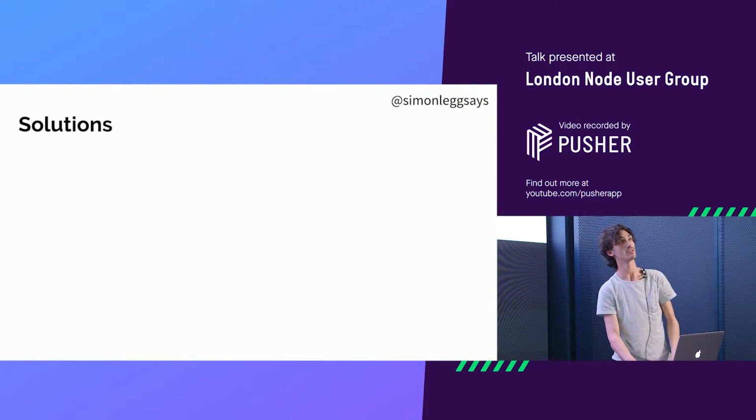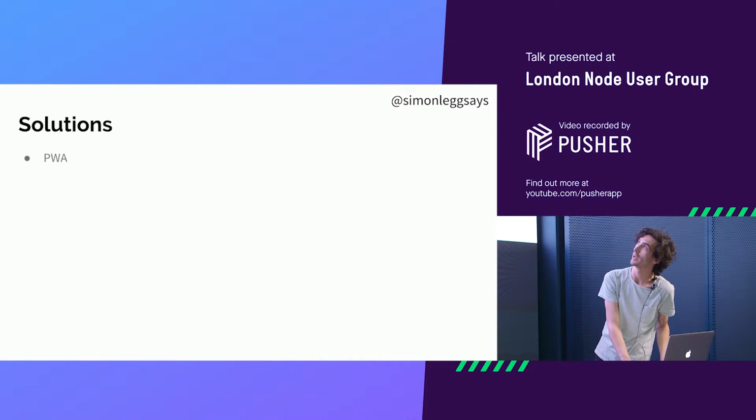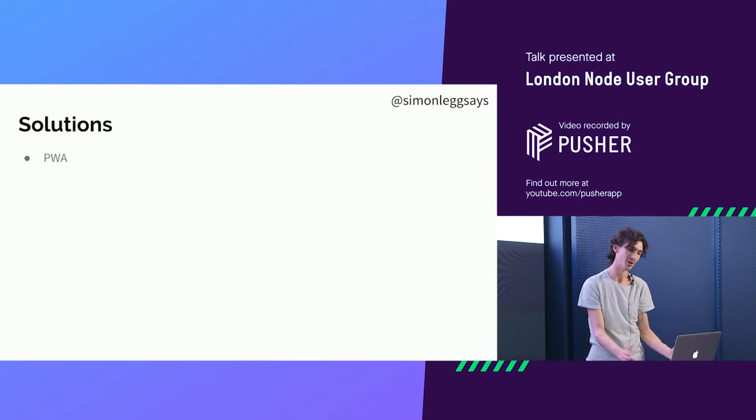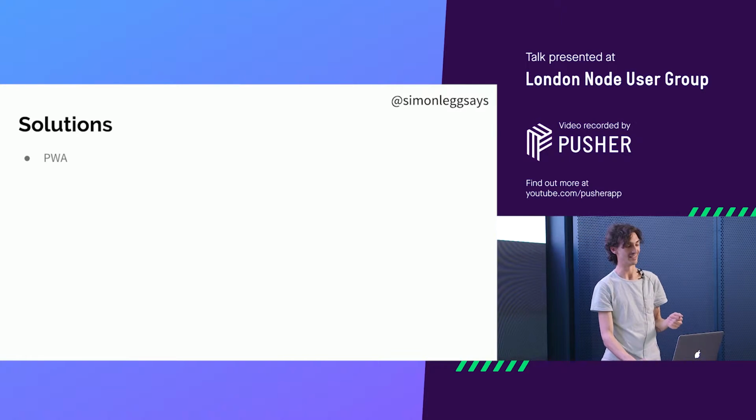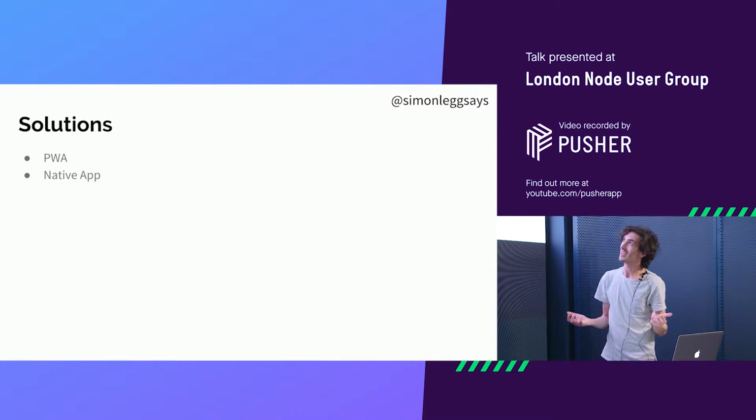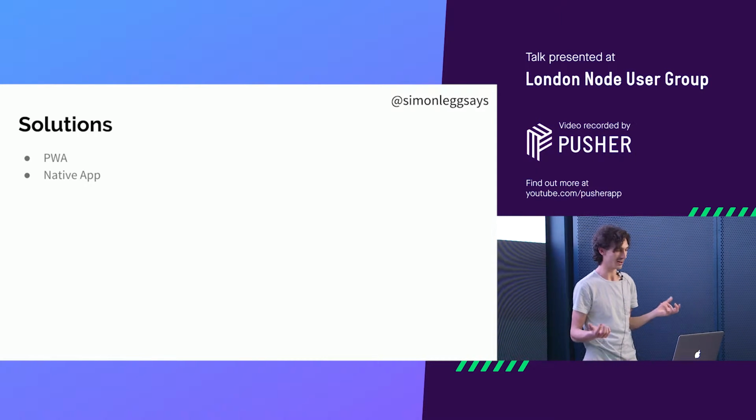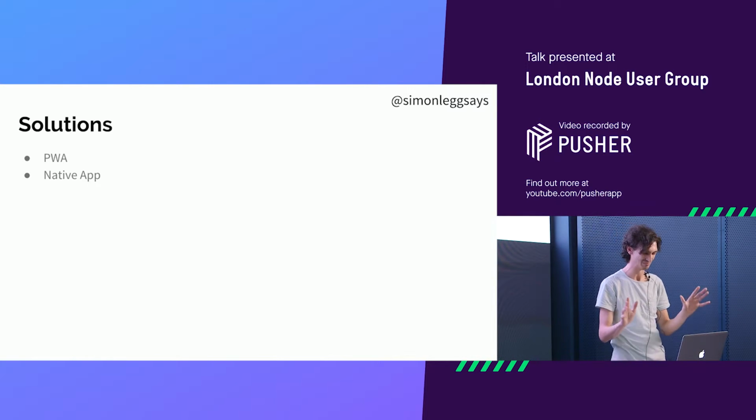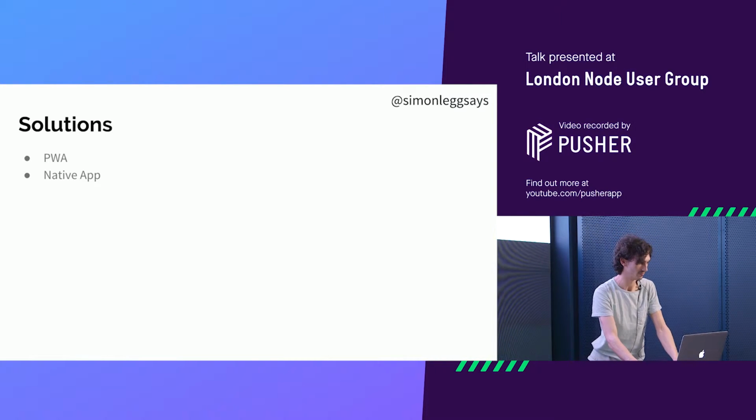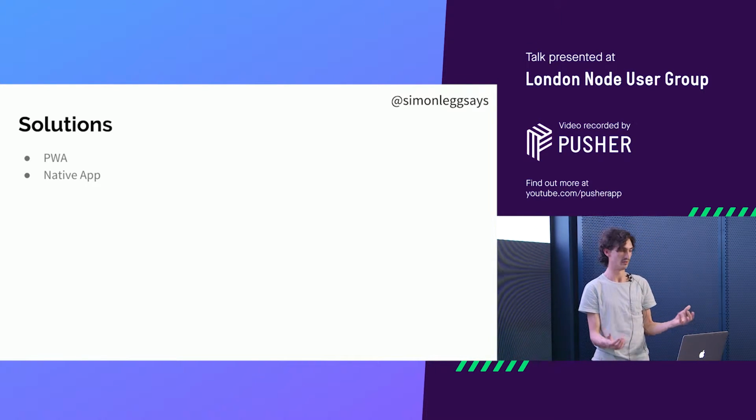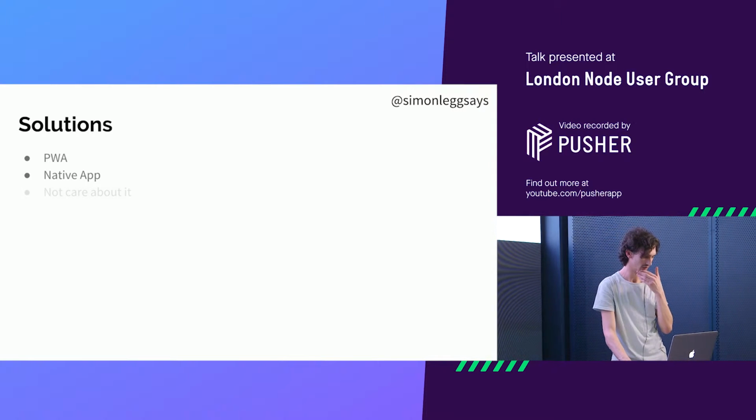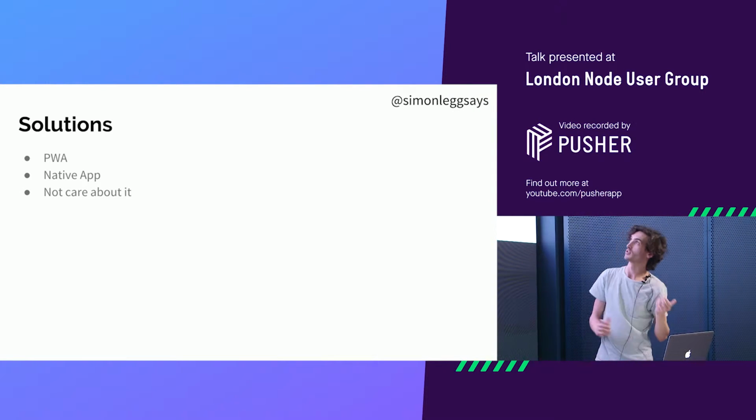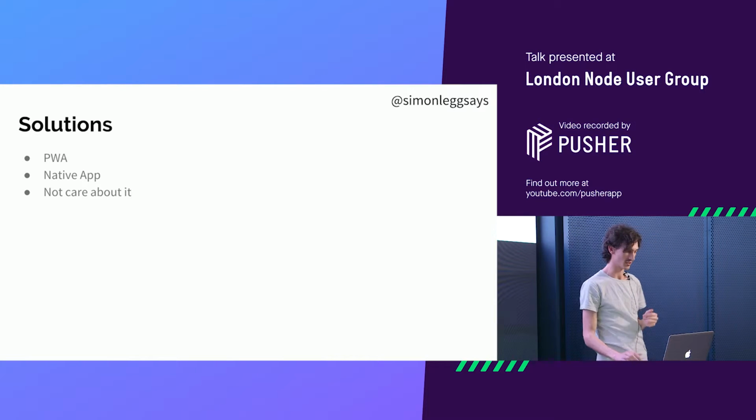So I thought of some solutions. I thought of building a progressive web app, but that wasn't going to work because it doesn't go in the native share sheet, unfortunately. So I thought, all right, I'll build a native app, but I don't know anything about building a native app. Maybe React Native, but I wasn't going to do that, because it would just be a blank screen that goes into the share sheet. The other option was to just not care about it, but I wanted it, so I cared about it.